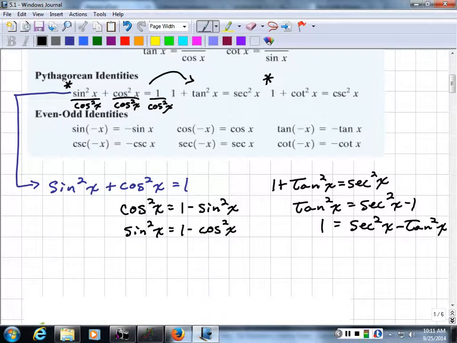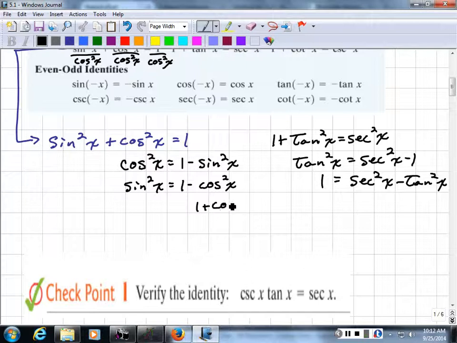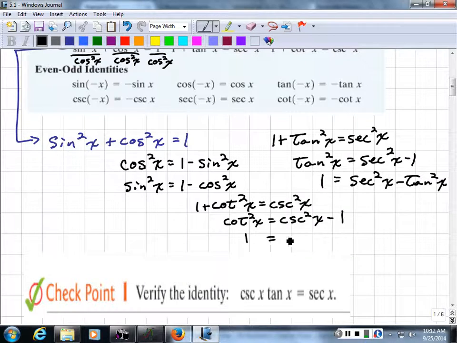Okay? And the thing is, everything that we're going to do in this entire chapter flows from these first 23 fundamental identities. Everything else flows from it. Okay? So if I've got 1 plus cotangent squared x equal to cosecant squared x, that's the same thing as saying cotangent squared x is equal to cosecant squared x minus 1, and then I can say 1 is equal to cosecant squared x minus cotangent squared x.